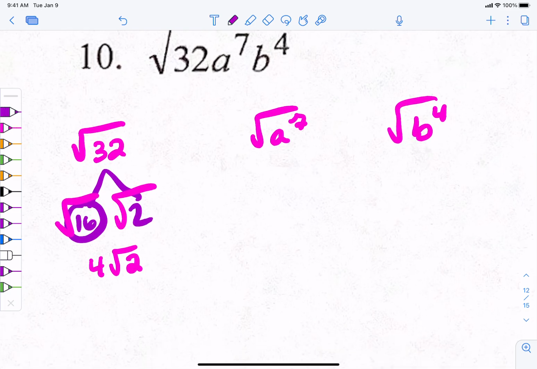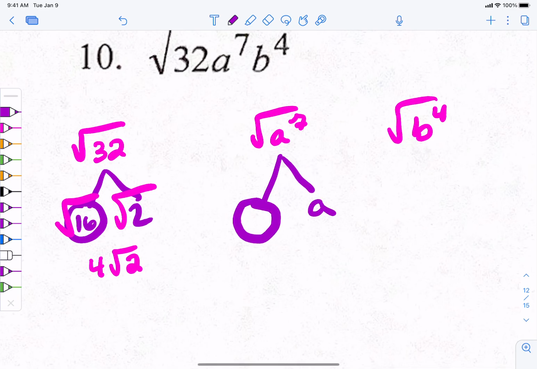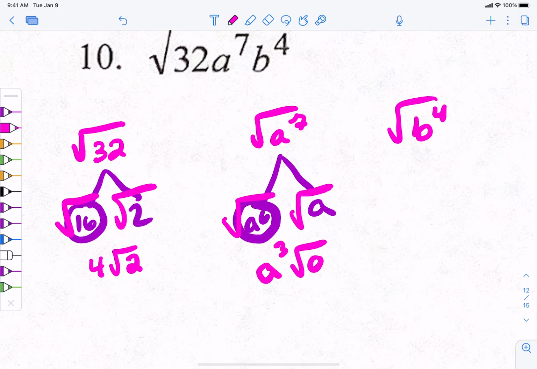Okay, now let's go with a to the 7th power. You only ever hang off 1. So 6 and 1. The square root of a to the 6th is a to the 3rd, and the square root of a just stays. Right? Now b to the 4th.